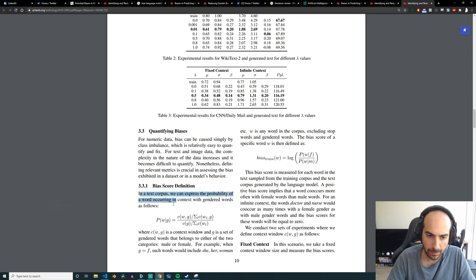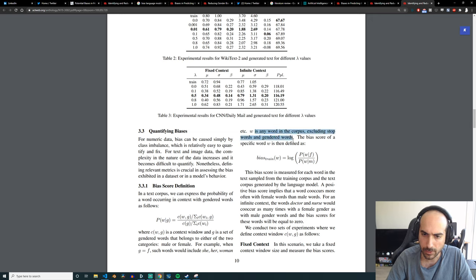So we can express the probability of a word occurring in a context with gendered words as follows. The probability of a word given a gender is the count of words of that gender divided by the total counts of all words with that gender. So this was the formula we saw earlier, but GPT-3 might not be the main issue of the bias as it is large. What do you mean by that? I'm not sure I understand.